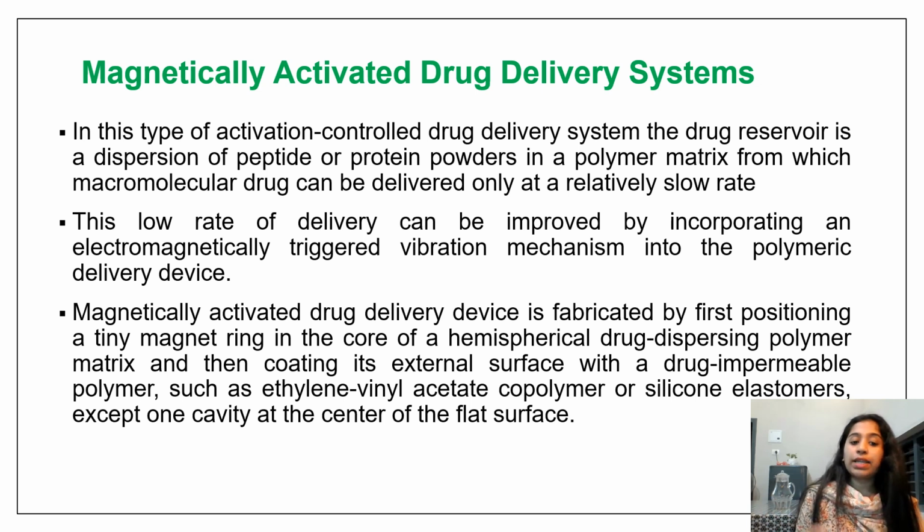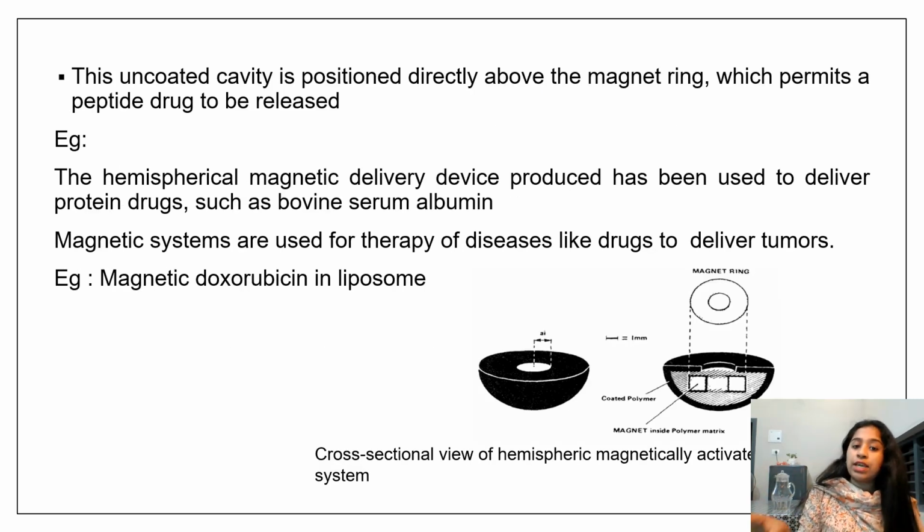This magnetically activated drug delivery device is fabricated by first positioning a tiny magnet ring in the core of the hemispherical drug dispersing polymer matrix, and then coating its external surface with a drug impermeable polymer such as ethylene vinyl acetate copolymer or silicone elastomers. But one cavity at the center of the flat surface is not coated with the drug impermeable polymer. This uncoated cavity is positioned directly above the magnet ring, which permits the peptide drug to be released.